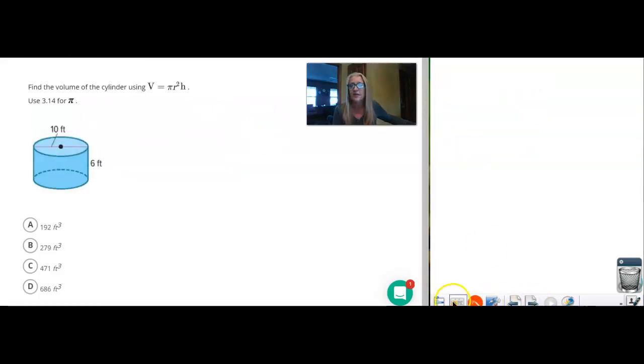All right. Find the volume of the cylinder using V equals pi r squared times height. Use 3.14 for pi. So the twist with this problem is they have not given us radius. They've given us diameter. Okay, so what we have to do is we have to cut that in half. Radius is half of the diameter. So we're going to have volume equals pi, and it said to use the 3.14 this time, times the radius, which is 5, not 10, squared, times the height, which is 6.